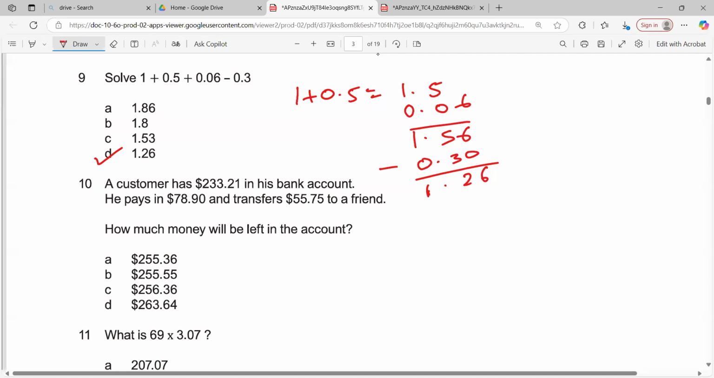All right, so this is the 1.26. Very good. So you add all of them first. I like that he did that, and then you subtract. Remember, guys, the rule says decimal point must be placed on a decimal point when you're adding and subtracting. There's a different rule when you are multiplying and dividing. We already discussed that. All right, so let's move on to number 10.